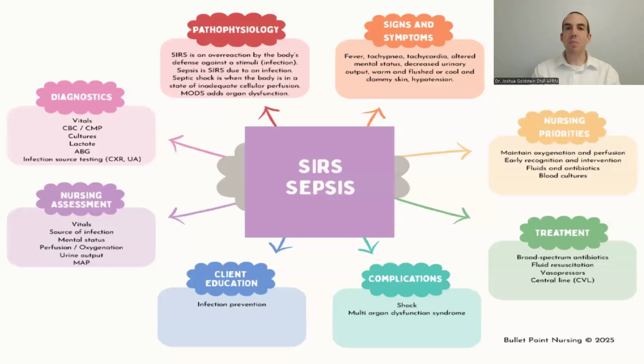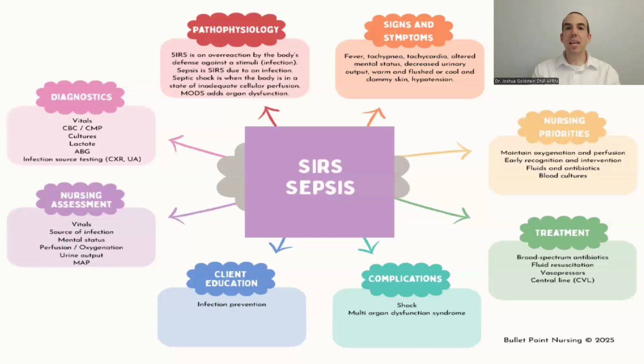We're also going to look at a CMP. Like I mentioned, we're going to want to check how the kidneys are doing, so we're going to check their BUN and creatinine on the CMP to tell us if the kidneys are still functioning properly or if they're going into shutdown mode because they're not getting enough perfusion. We're also going to check blood cultures, and we're also going to culture any area that we think may be a source of infection, such as a wound, sputum, or urine.